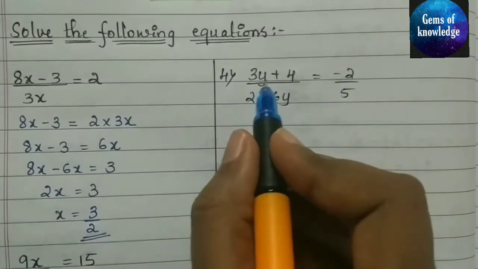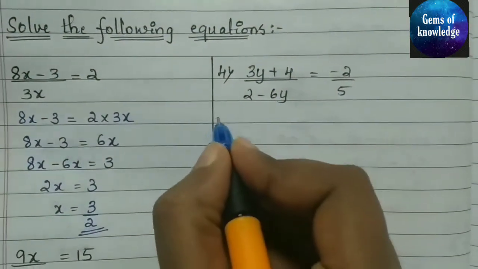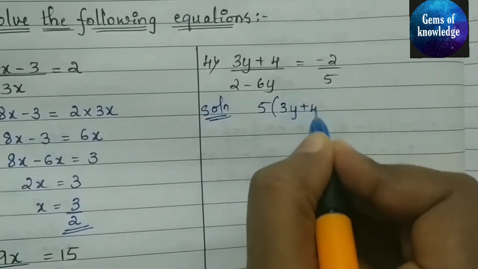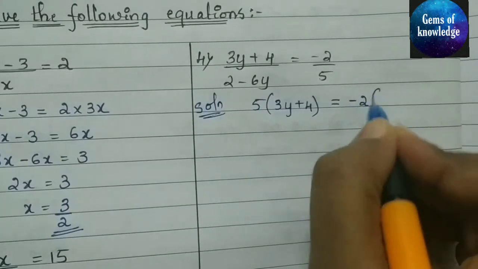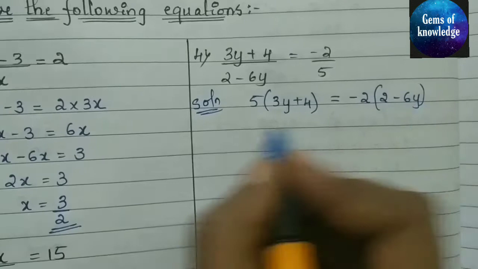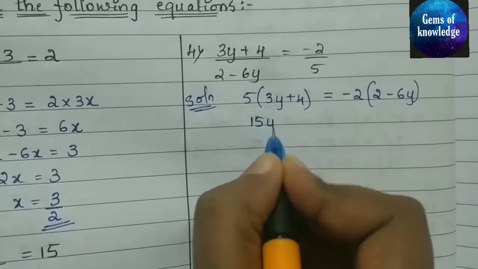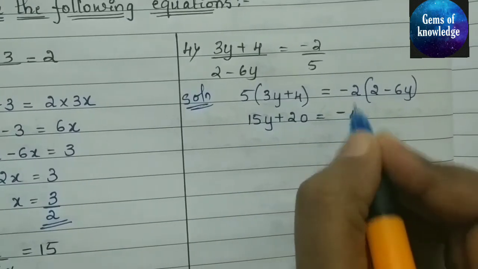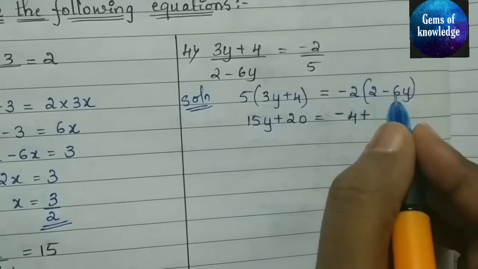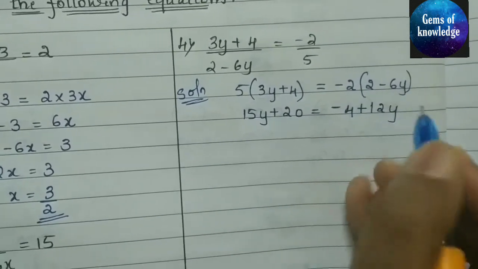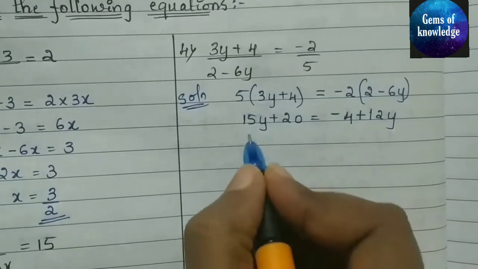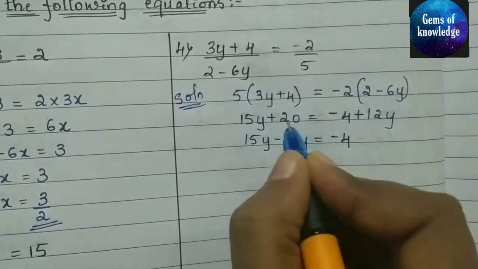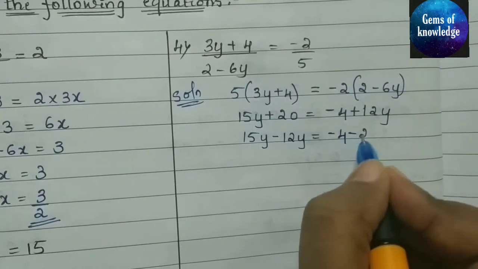The next question is the fourth one. Here also we have to cross multiply. So it becomes 5 into (3y plus 4) equals minus 2 into (2 minus 6y). So 5 3s are 15y plus 5 4s are 20 equals minus 2 2s are 4, minus into minus gives plus, 2 6s are 12y. Now we move this 12y to this side. We get 15y minus 12y equals minus 4, and when we bring this 20 to this side, it becomes minus 20.